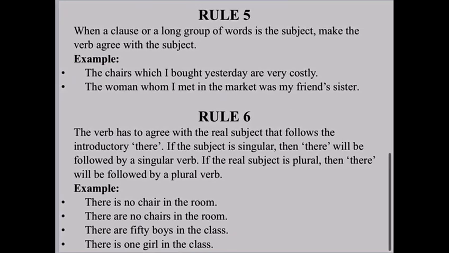Moving forward, the woman whom I met in the market was my friend's sister. Here the subject is the woman whom I met in the market. Whereas in the subject, we are talking about the woman, which is one woman. Therefore, the verb used here is was, which is in the singular form. Moving forward to the sixth rule.